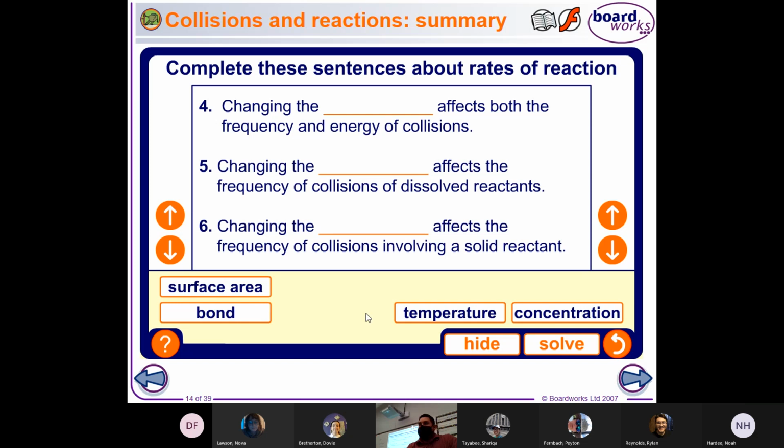What do you guys think? So what is going to change the number of times they hit and the amount of energy? All right, let's try that. Just because it's there doesn't mean it's right, by the way. We'll check it in a second. Changing the blank affects the frequency of collision and dissolved reactants.